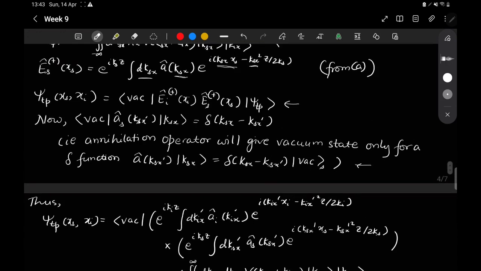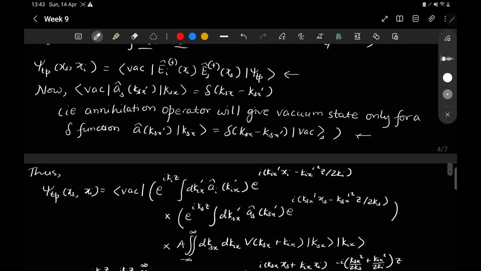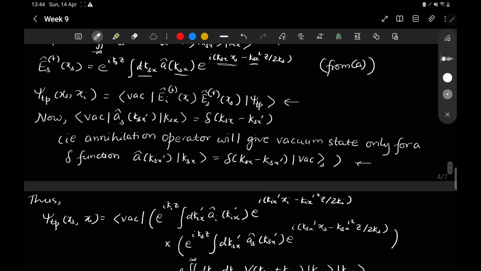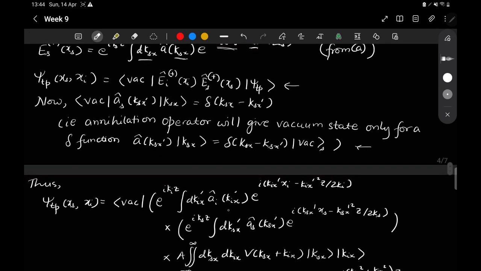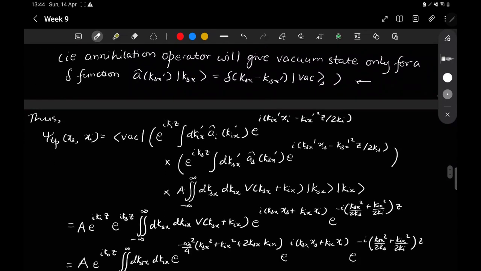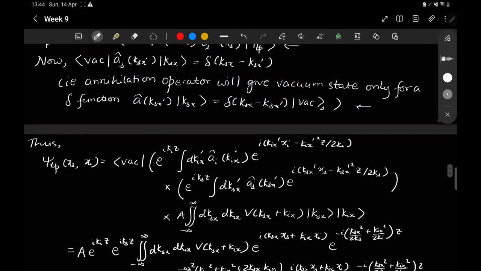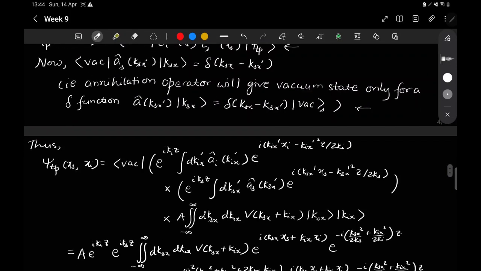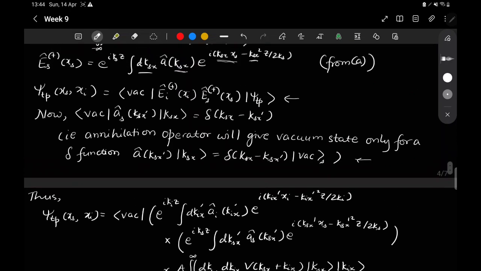Now we will finally put this action of the annihilation operator and make use of it to get this expression. So here we are just writing down this expression and expanding by making use of the field operators. This is the field operator for EI and this is the field operator for ES, the idler and the signal field operators at the detectors. And then this is psi TP that is given to us.